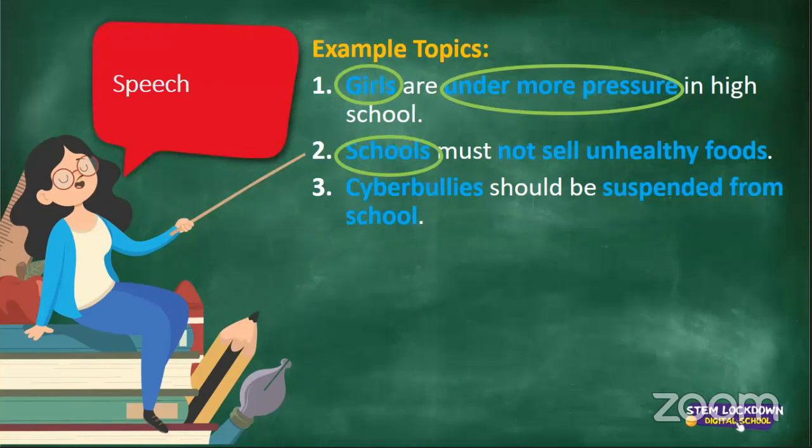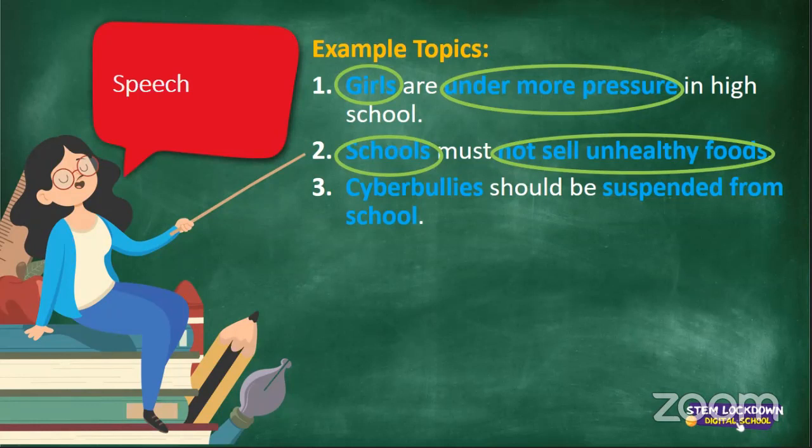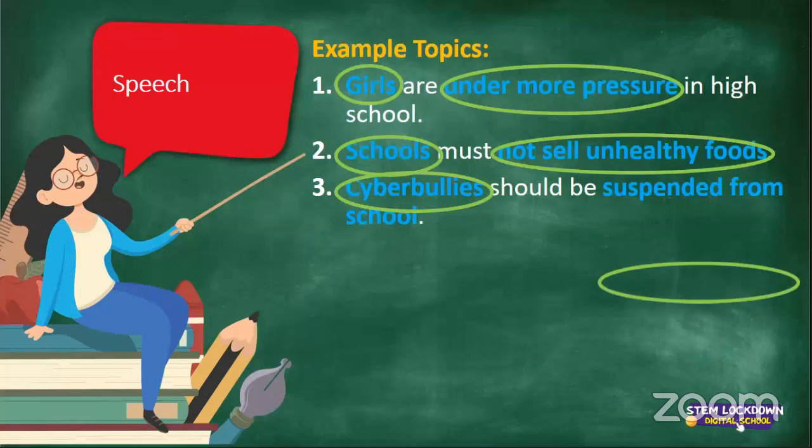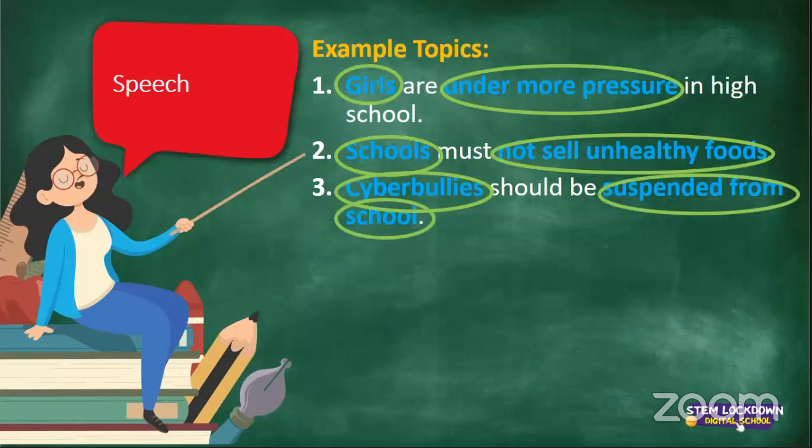Number two, schools is a keyword here. If you go to school, this would be a good topic for you to choose. Must not sell unhealthy foods. If your school has a tuck shop, you would know that you would pick this topic. And if they sell unhealthy food, you would pick this topic because you could relate to it. The third one, cyberbullies. If you know something about cyberbullies, that's a topic you can choose. Suspended from school. If you go to school and you had your encounter with cyberbullies or you know about cyberbullies, this is a topic you can choose.